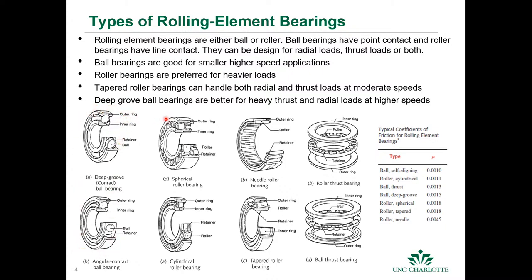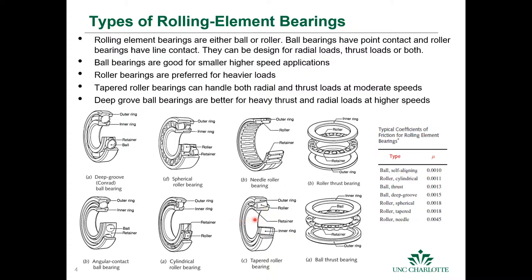Roller bearings are preferred for heavier loads, and these are the roller bearings here. Tapered roller bearings can handle both radial and thrust loads at moderate speeds. So over here, this is a tapered roller bearing, and you can see how these are tapered rollers. This is the type of bearing that you'll see in a wheel hub on an automobile, so that when you corner, you have cornering forces. Those cornering forces are transmitted through the axle, and they're picked up through the bearing. And the bearing here, by its shape, is designed to tolerate those thrust loads.